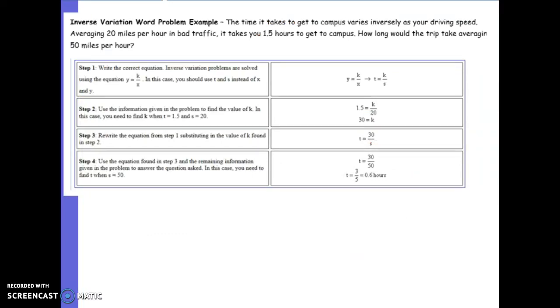Now, similar to this example, we've got an inverse variation word problem. It says the time it takes to get to campus varies inversely as your driving speed. Varying inversely, we're going to think of y is equal to k divided by x. The time it takes, we're going to let t be the time, and we're going to average 20 miles per hour. So the time varies inversely as the speed. Let's let s be equal to the speed.